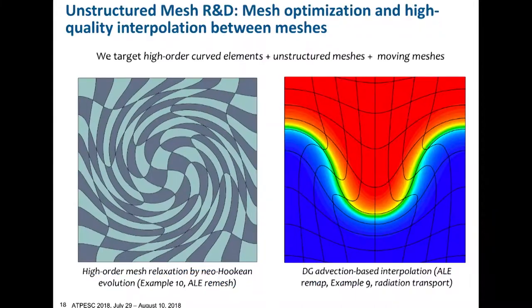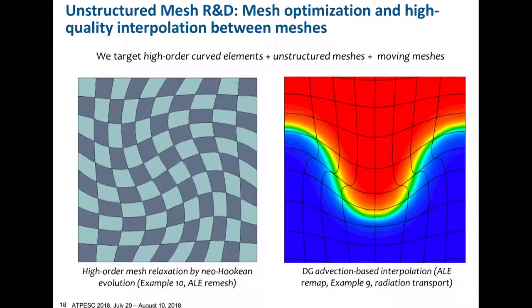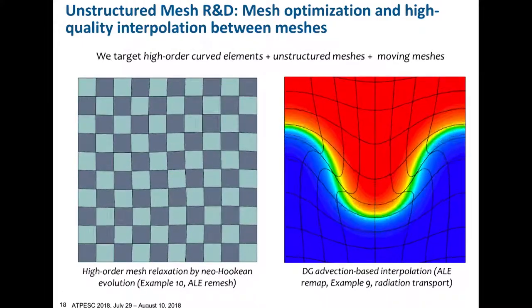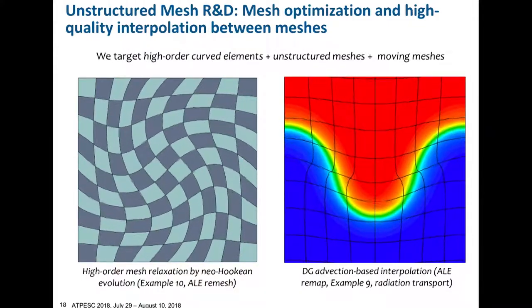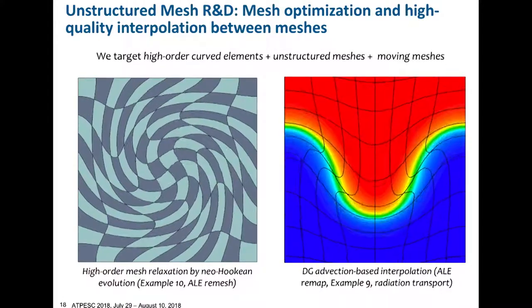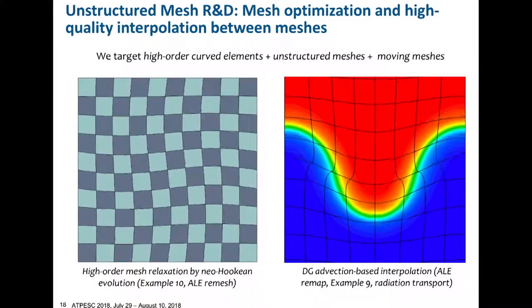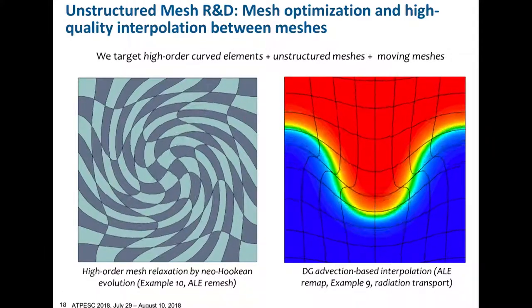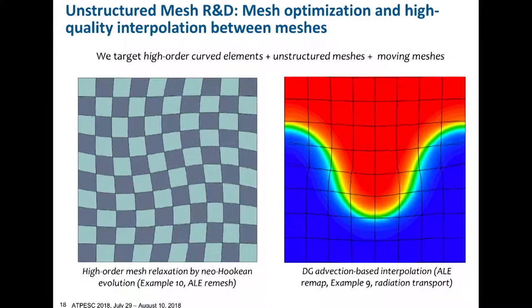Okay? So we spend a lot of time working on research to make sure that these methods that have this great flexibility are also robust for real high order. And these are just two examples here. On the left, I have a sample of our work on mesh optimization. When you have higher order meshes that are curved like this, you want to improve the quality. This is important, for example, in the remap phase of BLAST. And here we use this neo-Hookean model that is very similar to example 10, actually. And this is an example of the advection process that I mentioned. This is very similar to example 9, where we want to change the mesh but keep the solution the same. And we use continuous Galerkin for that.